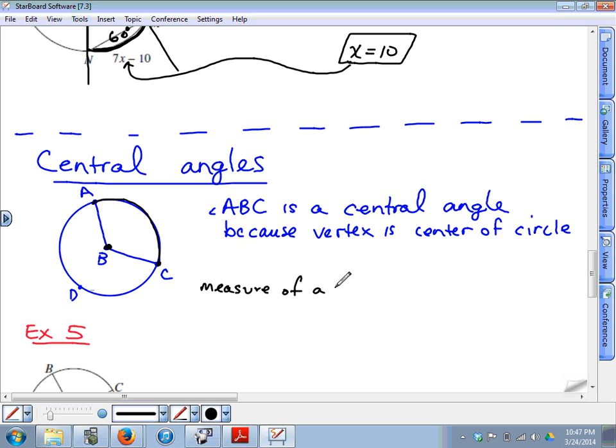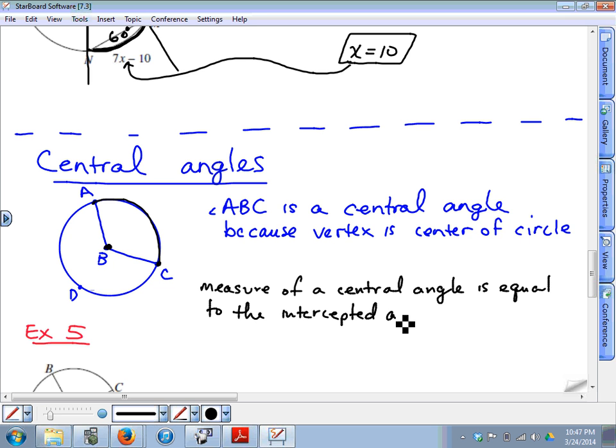the measure of a central angle is equal to the intercepted arc. So let's say, for example, we knew the measure of the arc from A to C was 100 degrees. That automatically means that the central angle is 100 degrees. That's the relationship here. They're exactly the same. Whatever the central angle is, that's the measure of the intercepted arc.